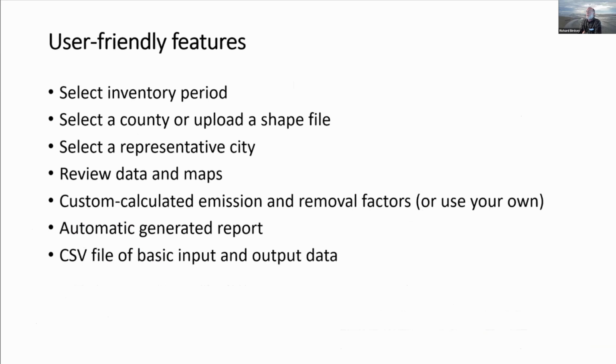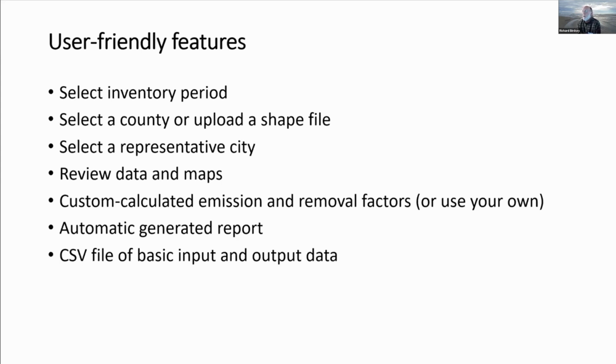We have a number of user-friendly features to the tool. So the user selects an inventory period. There are numerous options given in the tool. The user selects a county, or can upload a shapefile and do the analysis for there. We select a representative city to get data about trees outside forests. There are a number of maps and data layers accessible through the tool, so the user can take a look at what's going on in their area. Have there been fires? Has there been harvesting? Is there a lot of land use change, and so on? So that's the learn function. The idea is to learn about the resource and what are the drivers and what are the impacts of those drivers.